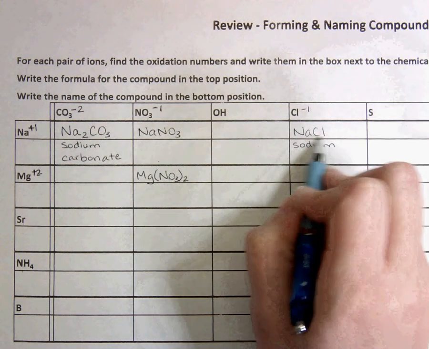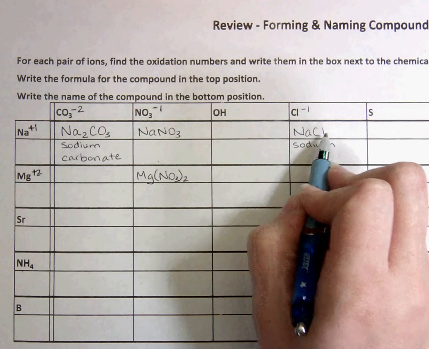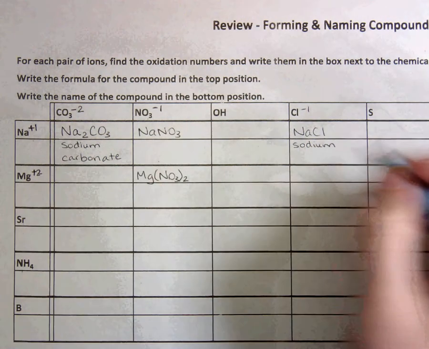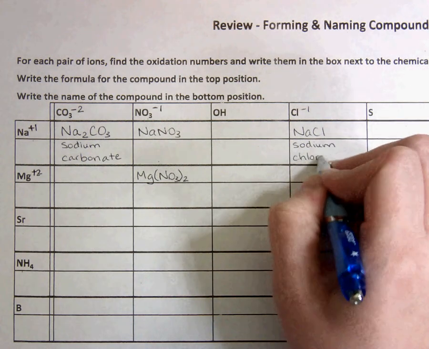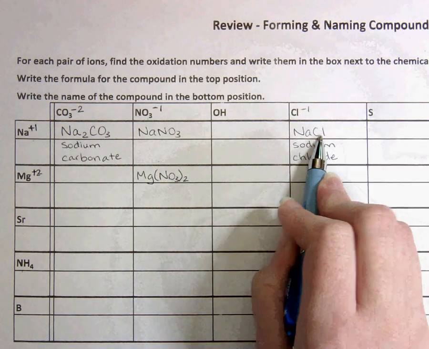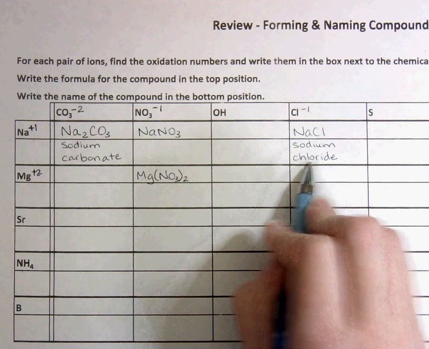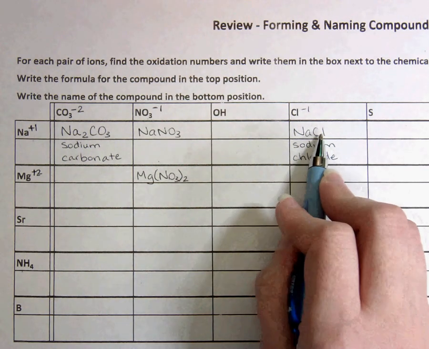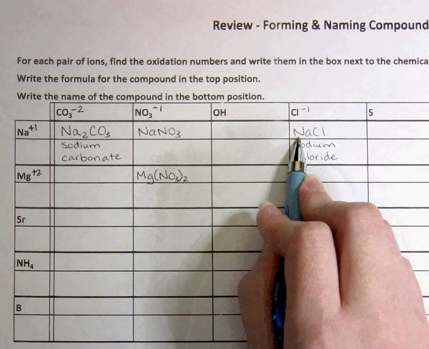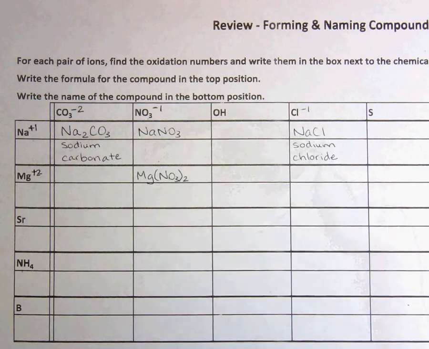Don't forget, if it's a single atom instead of a polyatomic ion like these are, that I have to change the ending to "ide." So chloride, not chlorine. So sodium chloride. This chloride, the IDE ending, tells me, hey, this chlorine is in a compound with the thing that I've labeled before it.